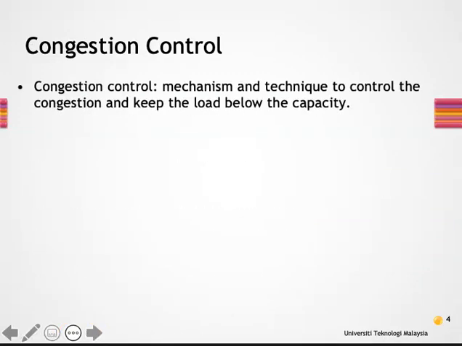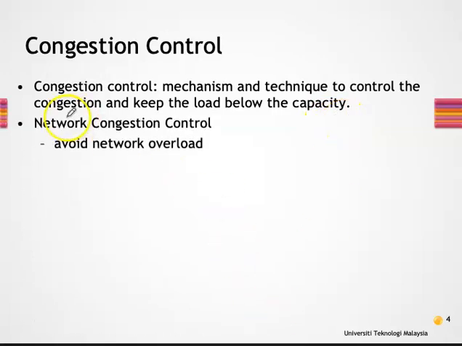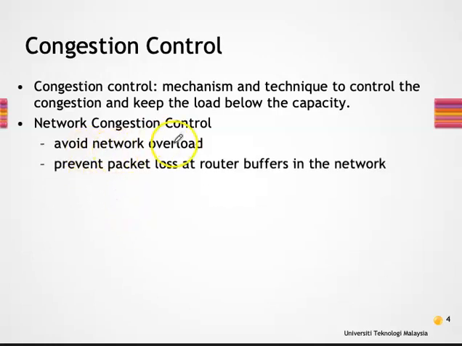And for congestion control, although some of the books use congestion control and flow control interchangeably, in my slide, flow control means something different from congestion control. Congestion control is a mechanism and technique to control congestion and keep the load below the capacity. So network congestion control, the purpose is to avoid network overload.